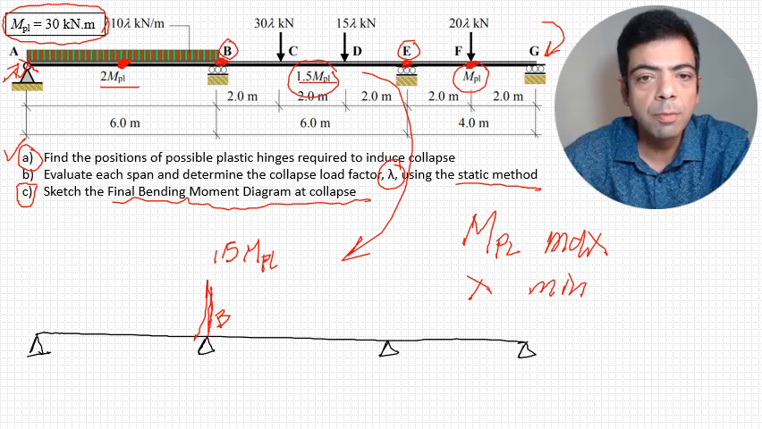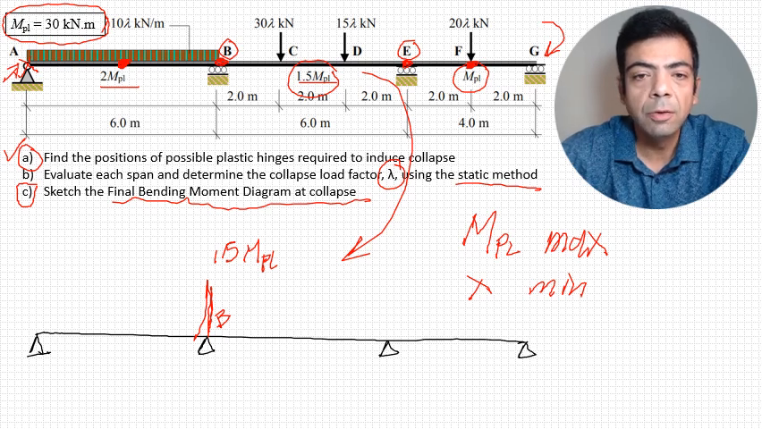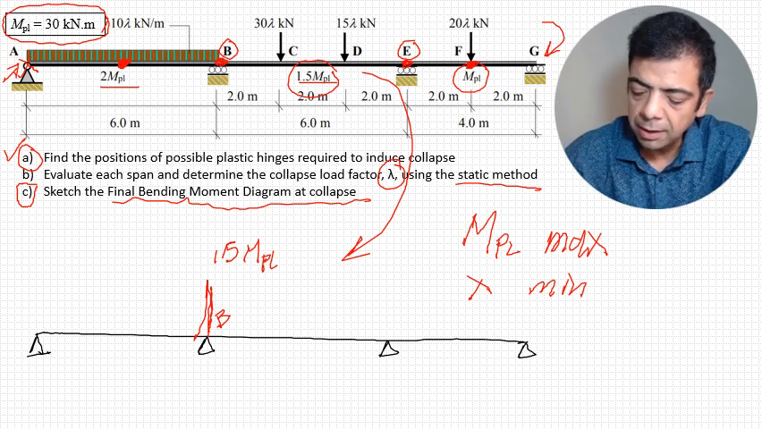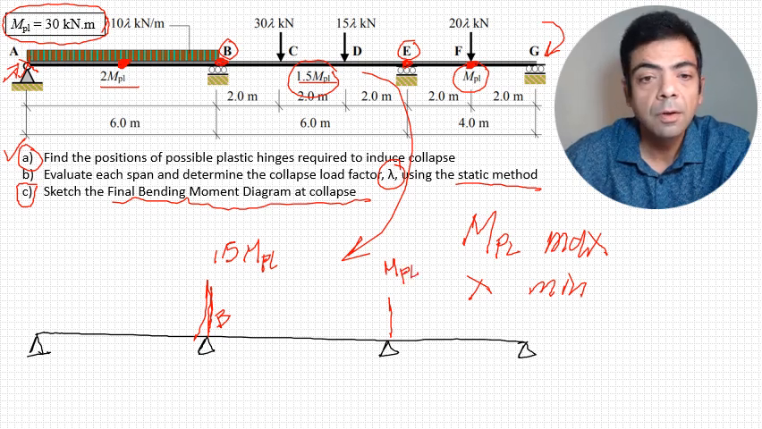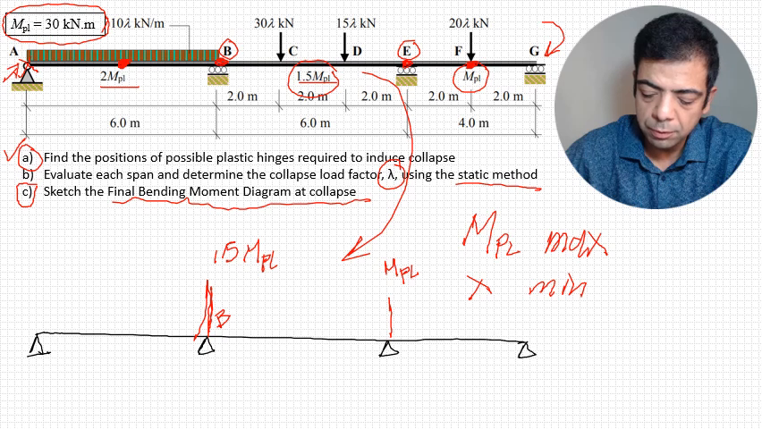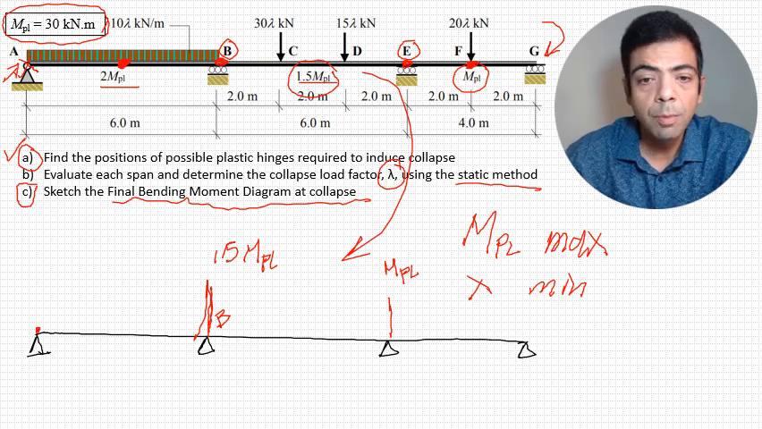What about the moment at E? Is it going to be 1.5 M plastic, or just M plastic? We'll take the smaller. This is why this is going to be M plastic. Okay, what about the moment at A? The moment at A will always be 0. The moment at G will always be 0.